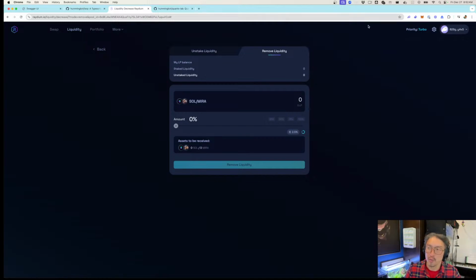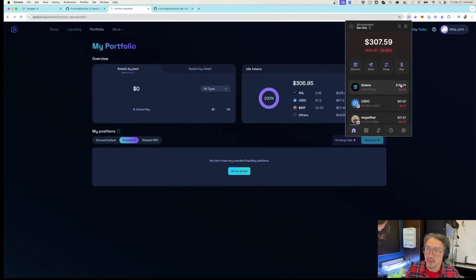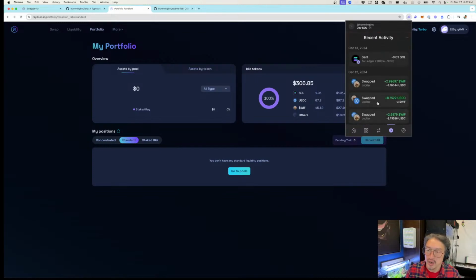Okay, so we've removed this position. If we want to see what happened, we can look at the transaction. Let's look at the transaction over here to see the outcome of this very short trade that we placed on Raydium. So let's look at our address in SolScan.